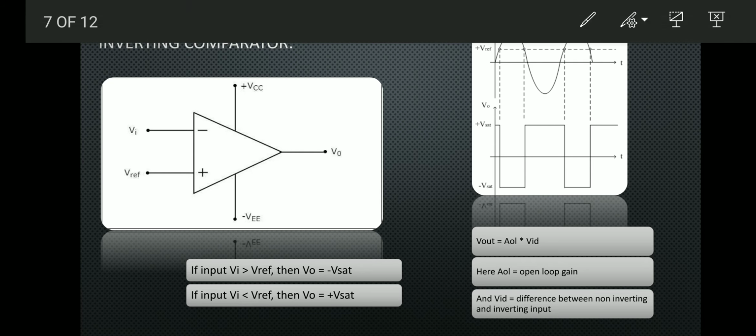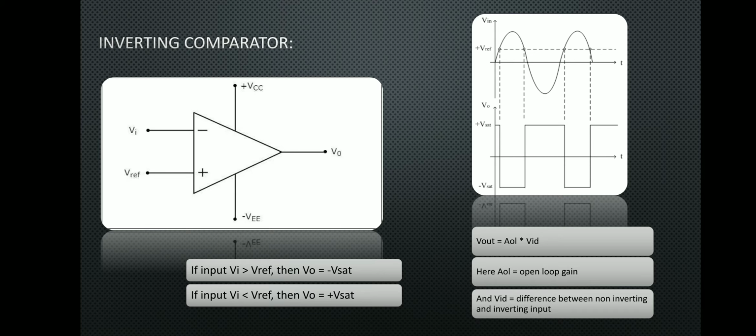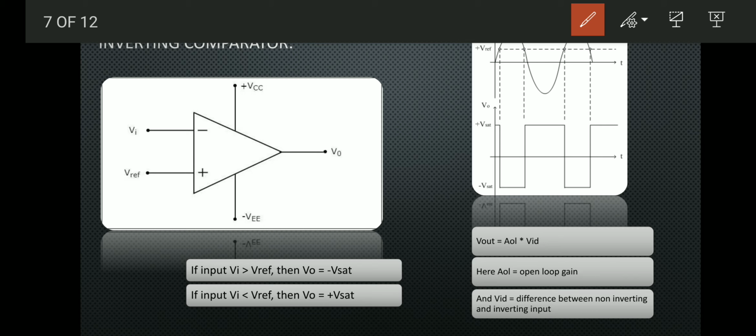Inverting comparator. As I already said, if the input is applied at the inverting terminal and the reference voltage is applied at the non-inverting terminal, it is called the inverting comparator. Now let me explain the working of this inverting comparator as that of the non-inverting comparator. Let the inverting terminal input be 10 sin omega t, and this V reference be 5 volt as in the previous case.